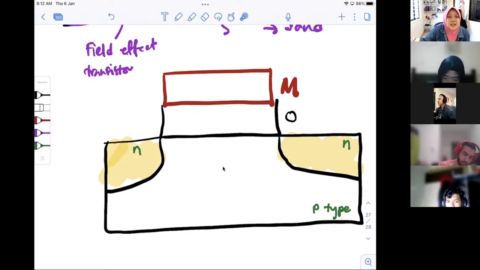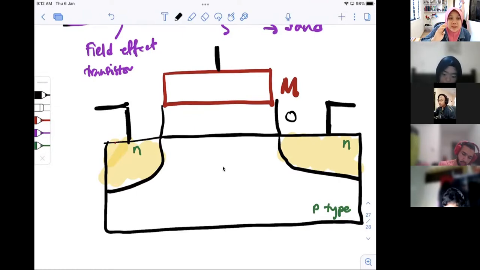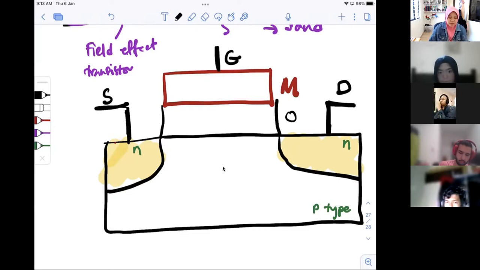Then I make a metal contact, and I connect it to the battery or to a voltage. So I have three terminals now. I have the source, I have the gate, I have the drain. Now I'm applying a positive voltage at the gate. What will happen in my semiconductor?